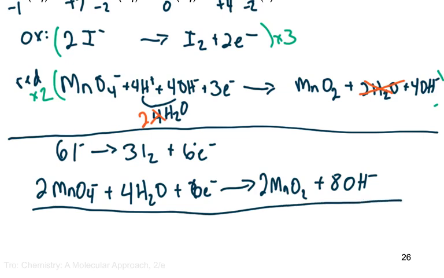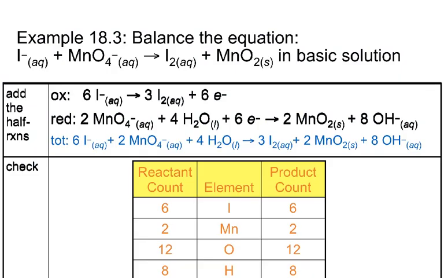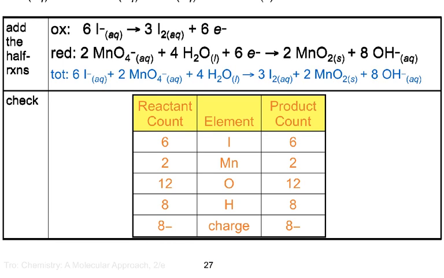Then I can add all of that together, and I'm going to get 6I- plus 2MnO4- plus 4H2O goes to 3I2 plus 2MnO2 plus 8 hydroxide. So 2 manganese, 6 iodine, 4 water, 3 iodine, 2 MnO2, and 8 hydroxide.